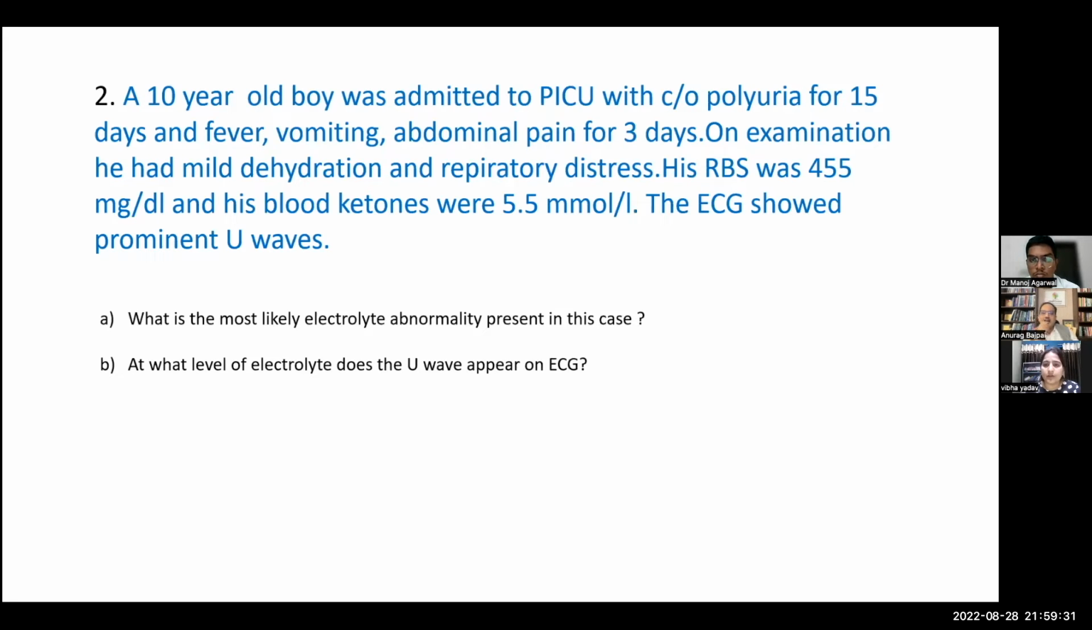So maybe you people can just put it on the chat box or Q&A. Okay, so sir, hold on. Let them answer, I think. So less than 2.5, Dr. Dhwani, less than 2, Dr. Vidhu. Which one is correct according to you?